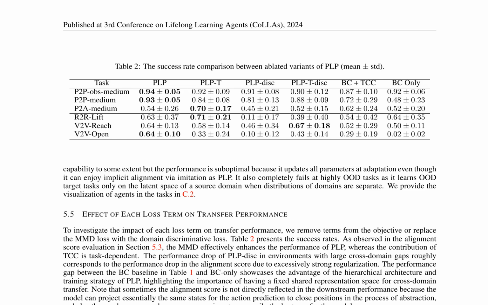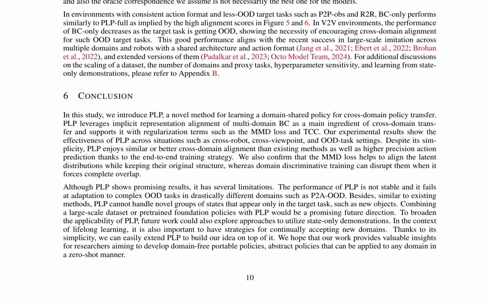The ablation study shows that PLP DISC, which uses a discriminative distribution matching, performs lower than PLP in P2A and V2V environments, where the domain discrepancy is large. The BC-only variant, which uses only the behavioral cloning term, achieves comparable performance to PLP in some environments, but fails to adapt to highly OOD tasks.